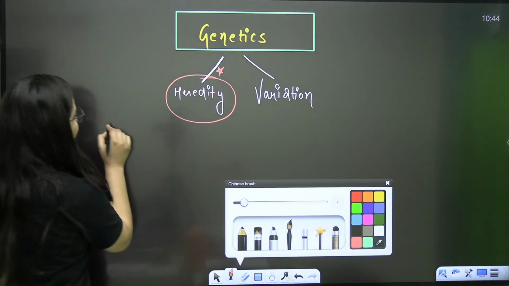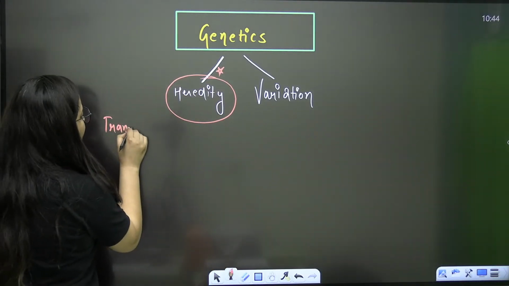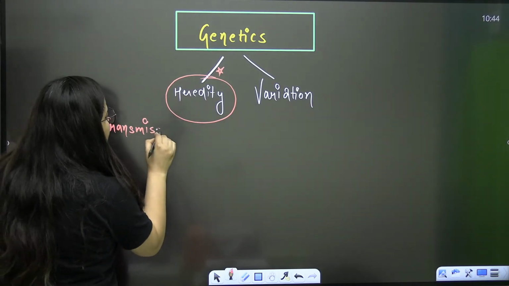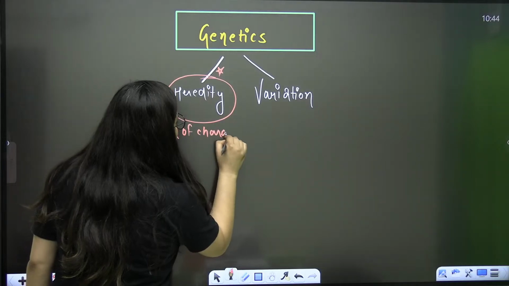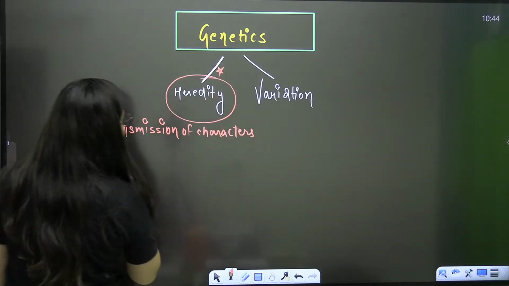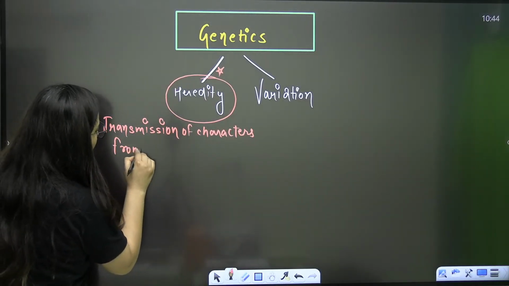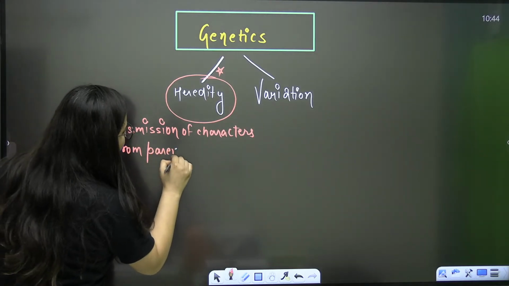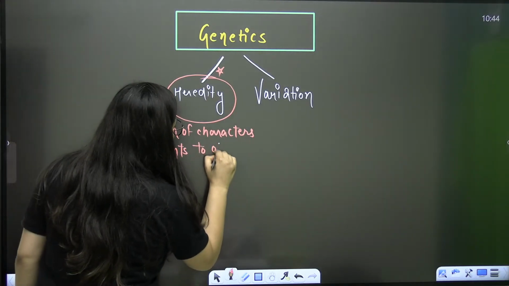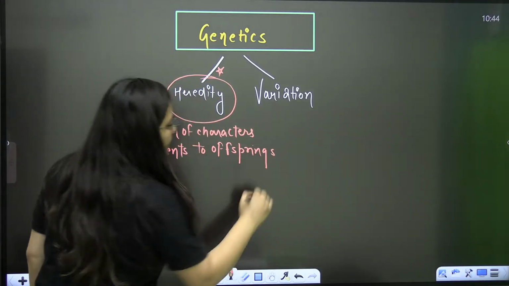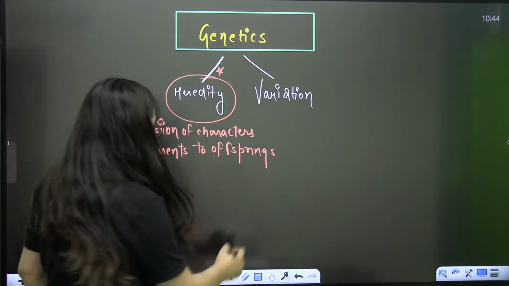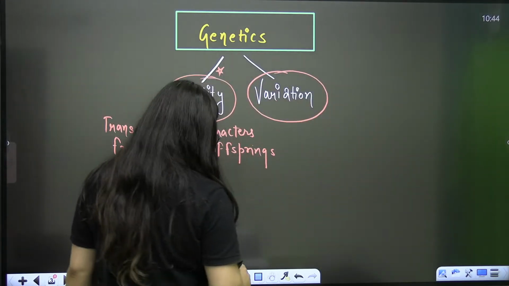Do you know that? It's very simple. Heredity means transmission of characters from parents to offsprings. That is what heredity is. Now, when it comes to variation, let's discuss that part also.